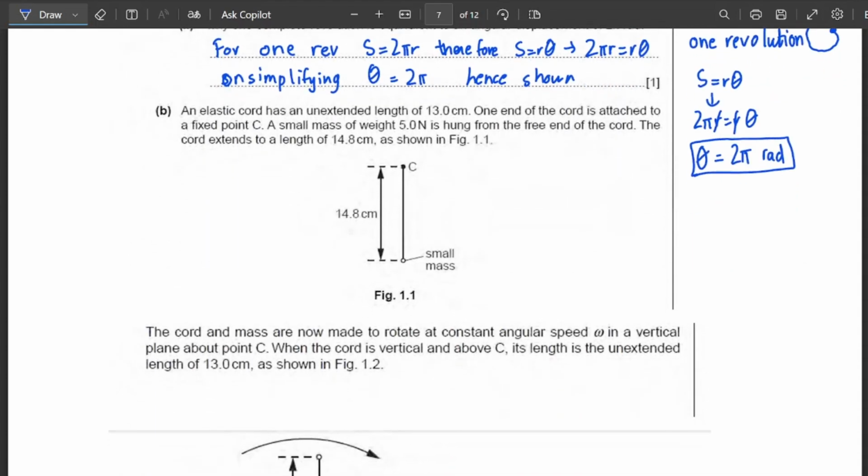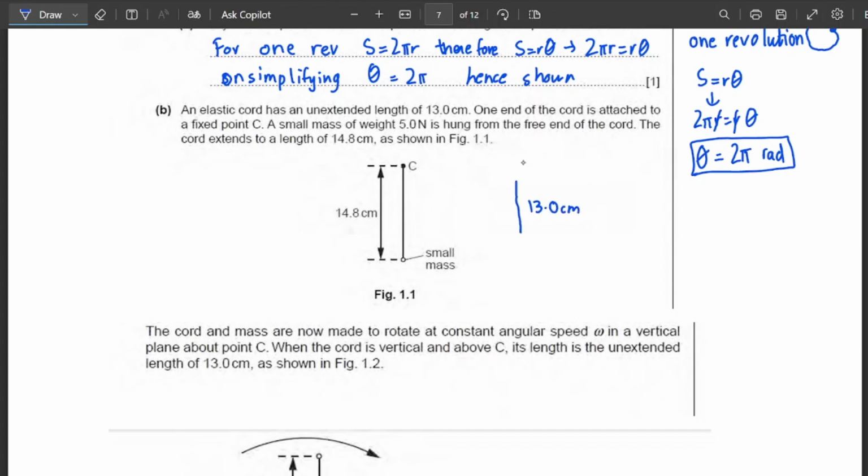So moving on to the next part, and it says an elastic cord has an unextended length of 13 centimeters. One of the ends of the cord is attached to a fixed point C. So you had a cord, and it had a length of 13.0 centimeters. You attached one of these ends to a fixed point, point C, and then you hung a mass which had a weight of 5 newtons, and so you basically got this thing over here. The cord extends to a length of 14.8 centimeters as shown in figure 1.1. So that's what's basically going on over here.